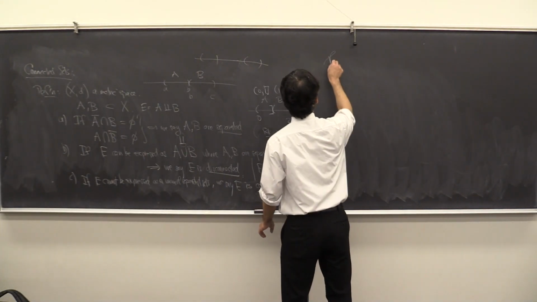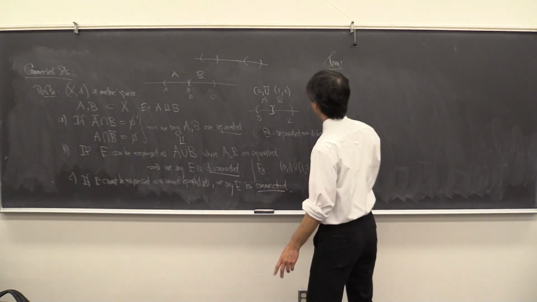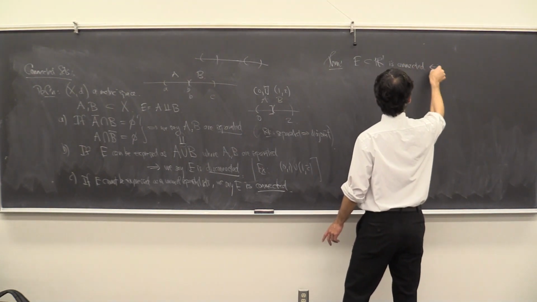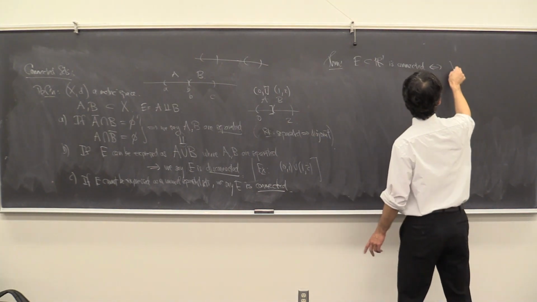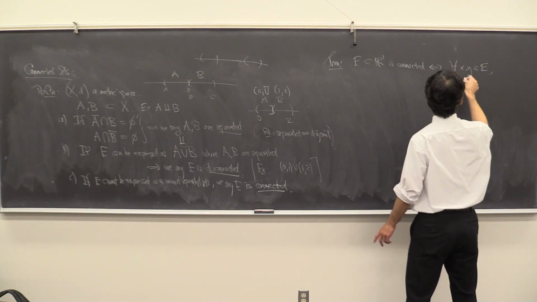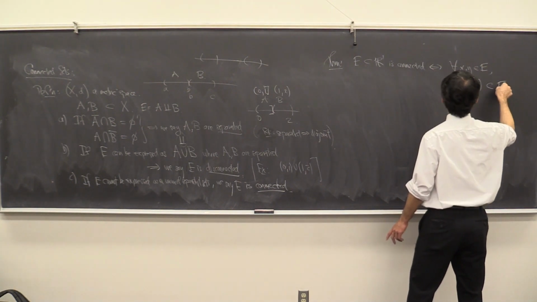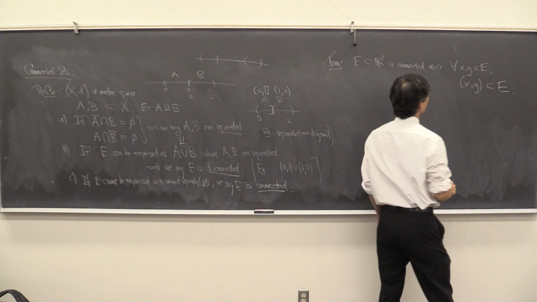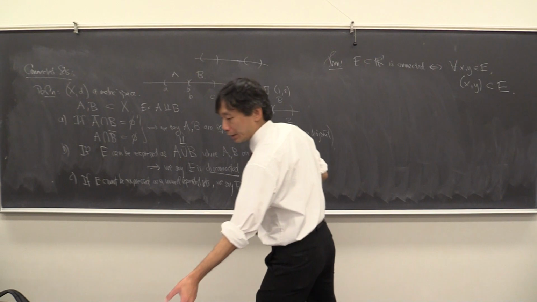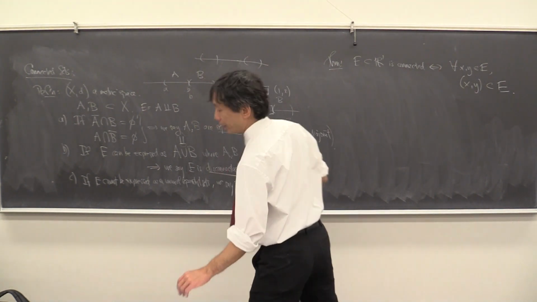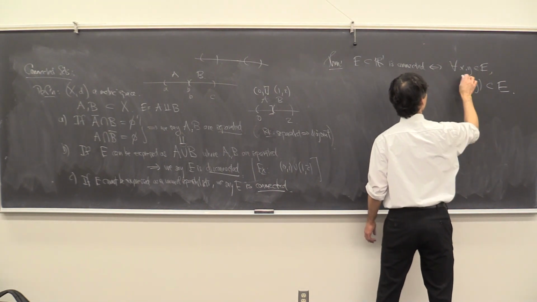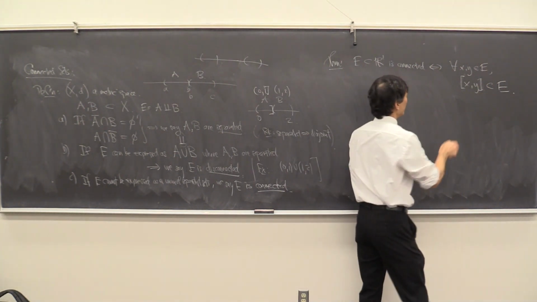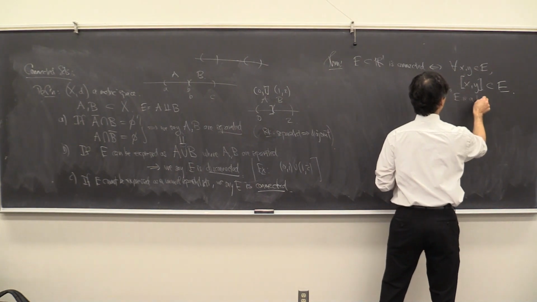So the only theorem we're going to give is the following: a set E in R1 is connected if and only if for all x and y in E, the entire interval xy is contained in E. I can close that interval, since x and y are in E. This is sometimes abbreviated by saying that E is a linear continuum.